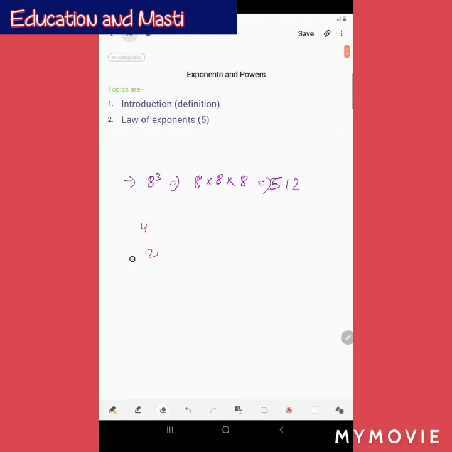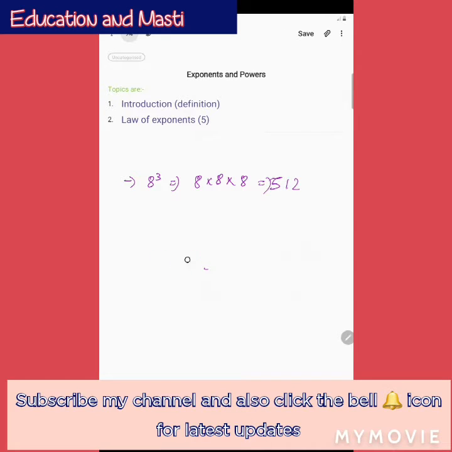Here what we need to understand is about the base and index. The base is our 8 and the index is our 3, as I have already explained. In the minus case also it is the same thing, like minus 2 square. So we will take minus 2 into minus 2, and it will become plus. So similarly that is about this topic.